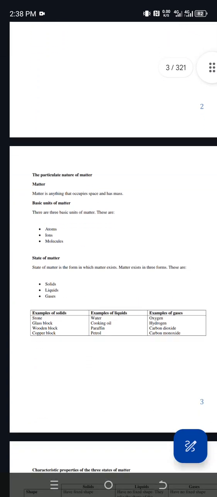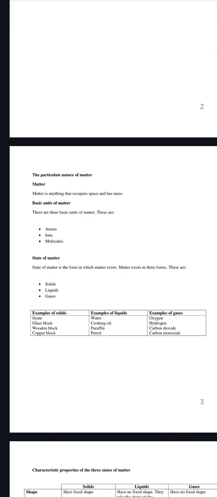Now we have the second one, which is the particulate nature of matter. Matter is anything that occupies space and has mass. This question was there in the 2023 GCE. For grade 8, there's a term at the end, instead of mass, there's weight, but that one has been changed. So matter is anything that occupies space and has mass.